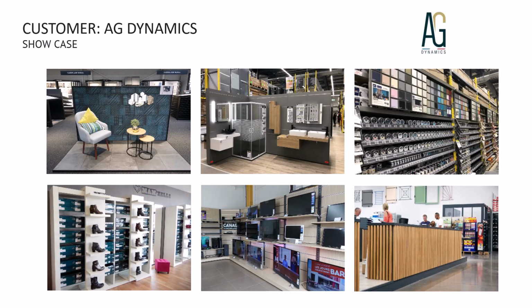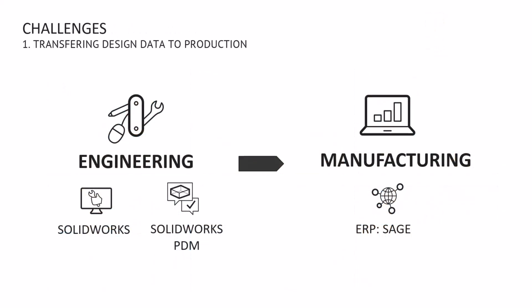Here is an overview of some of the projects that AG Dynamics has successfully delivered. As you can see, their solutions are diverse and versatile. As their products can vary greatly from one another, it requires a high degree of agility and flexibility to send the design data from engineering to manufacturing.